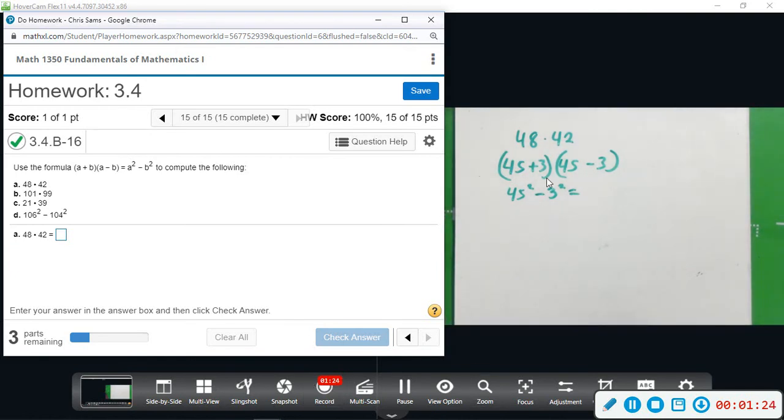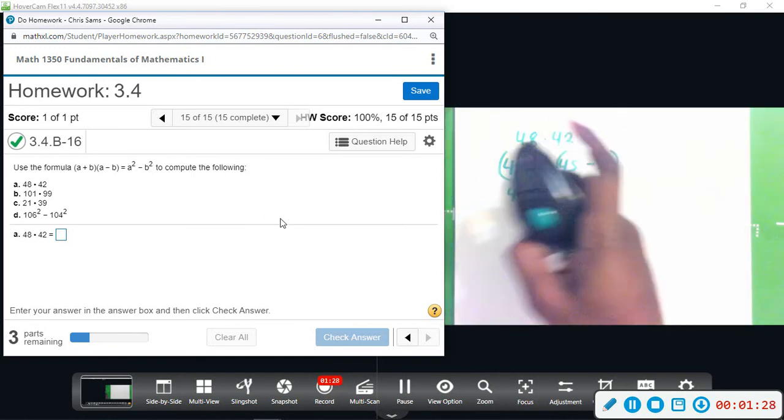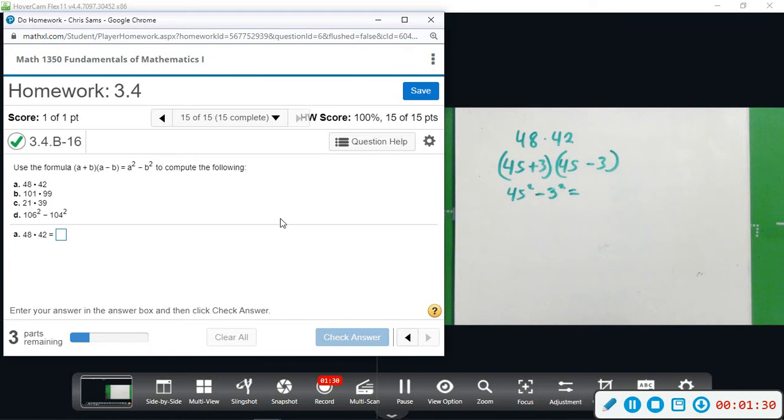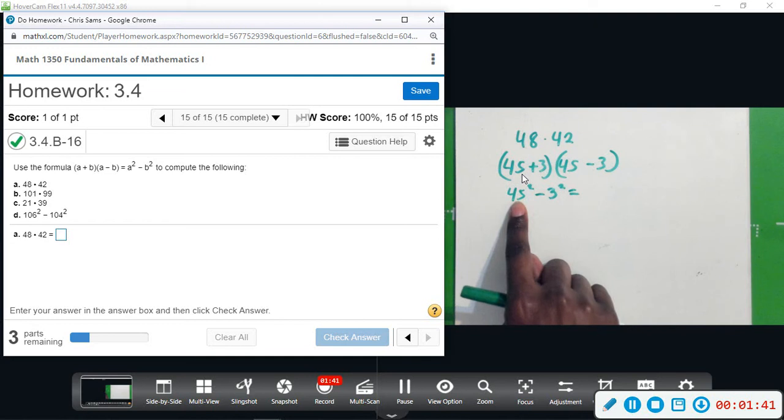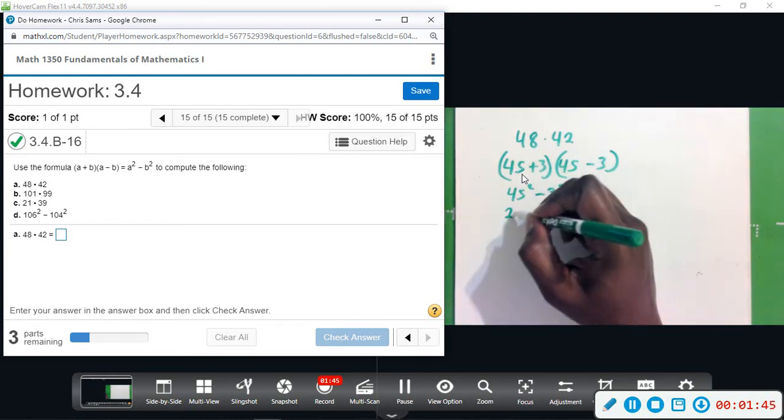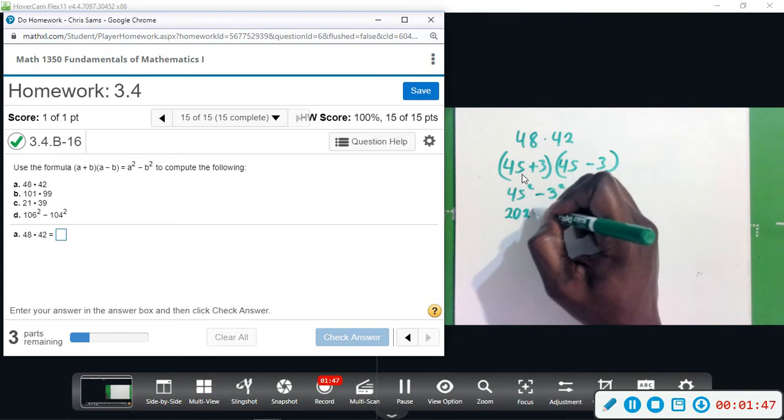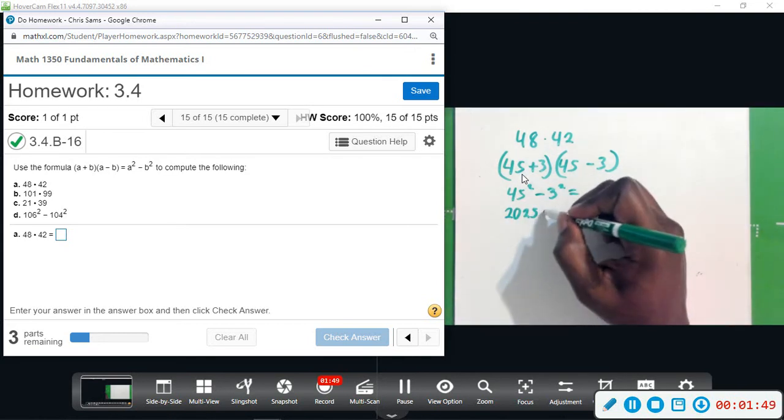Now, of course, this is more work than just multiplying 48 and 42, but we want you again to see this property and be able to use it and manipulate numbers to make things easier when you can. So 45 is actually, matter of fact, one that we did earlier. We saw that pattern, squaring something that ends in 5. This will give us 2025, which I can do really easy by hand, and subtract 9.